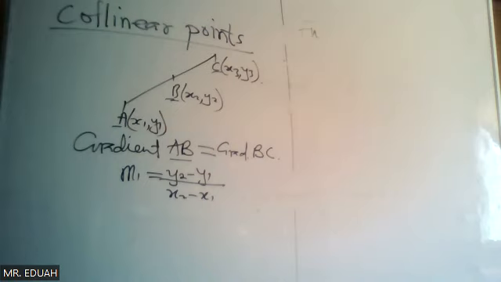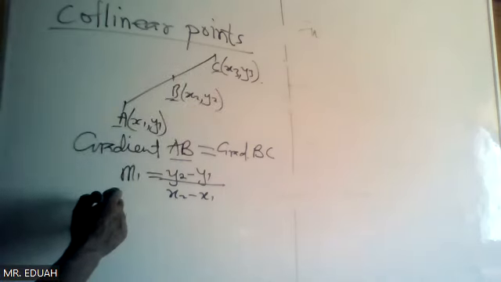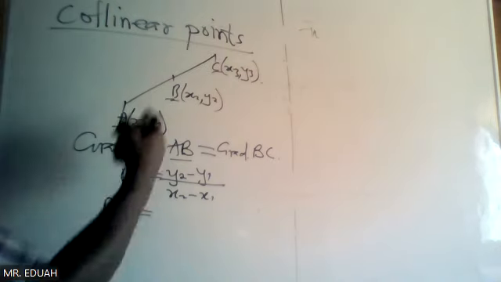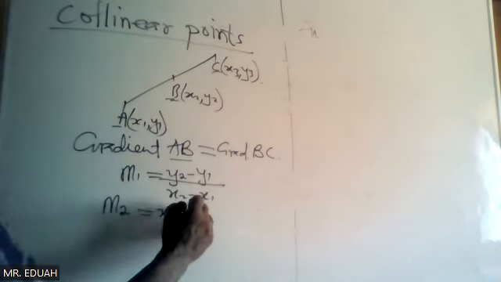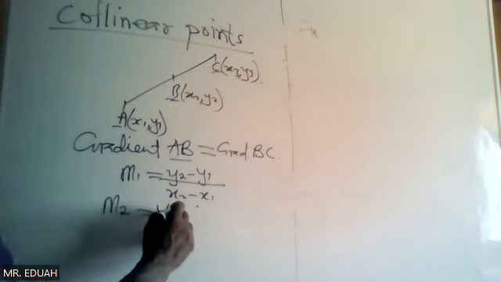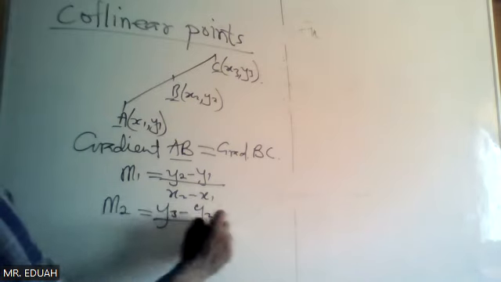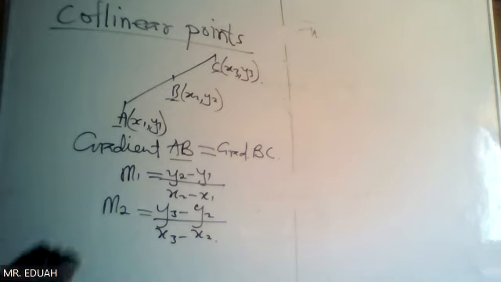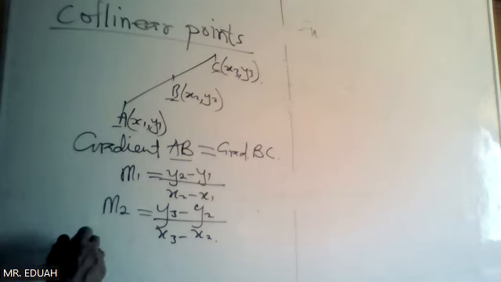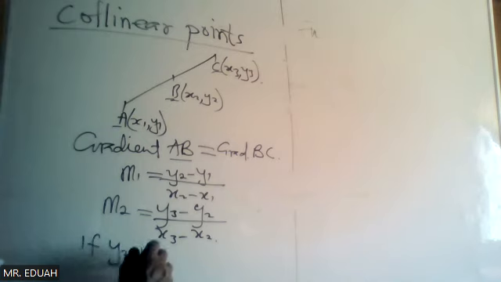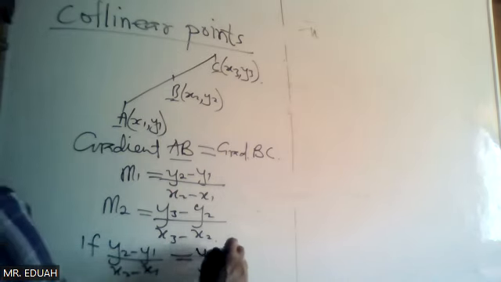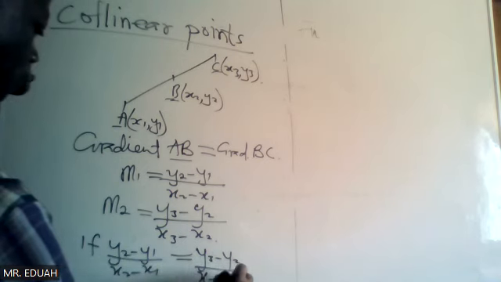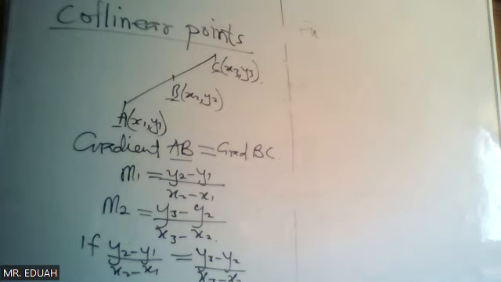Yes, sir. Okay. The same way, you also find the gradient between B and C. Let's call it M2, which is equal to Y3 minus Y2, dividing X3 minus X2. According to the points that I've written there, if Y2 minus Y1 dividing X2 minus X1 is equal to Y3 minus Y2 dividing X3 minus X2, then we conclude that the 3 points are collinear.